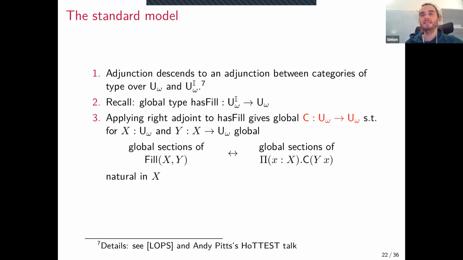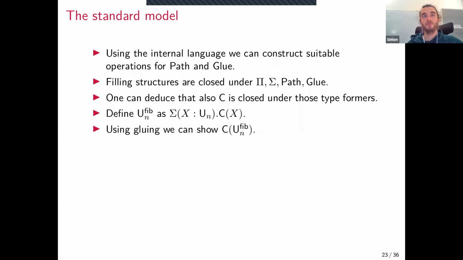And then with this thing, first of all, in the internal language, we can redo what Orton-Pitts or what we did in the CCHM paper. So we can construct these path types and glue types. In the presheaf topos, filling structures are closed under pi, sigma, path, and glue. So that's kind of what we did some years back. But we can also then deduce that this operation C is closed under those type formers.